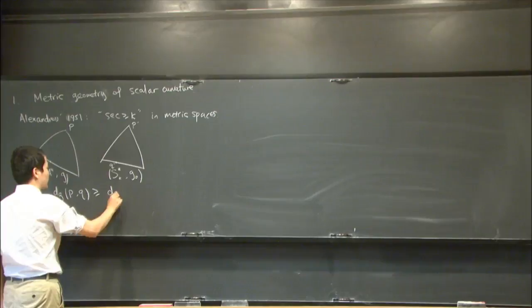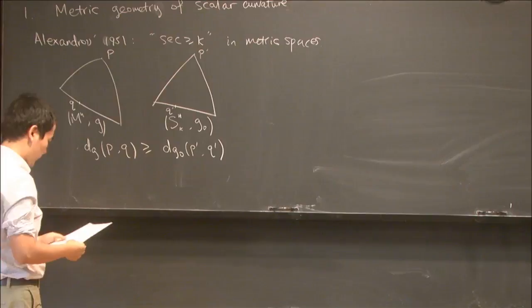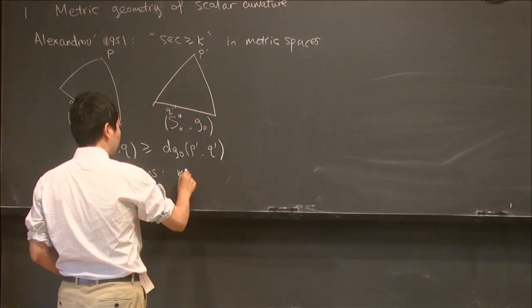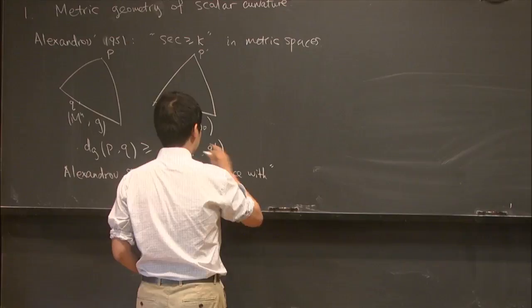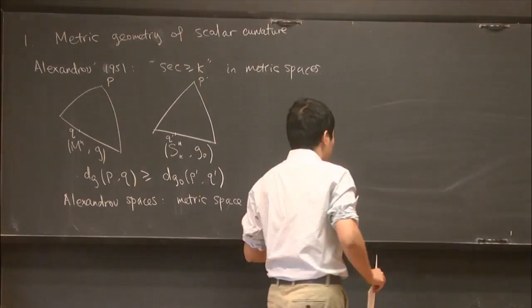Right, then notice that this only involves the notion of distance. Then Alexandrov defined so-called Alexandrov spaces today, namely a metric space with this kind of triangle comparison property. And we call such metric spaces to have sectional curvature bounded from below by k. All right, and moreover, in this comparison theorem, rigidity holds.